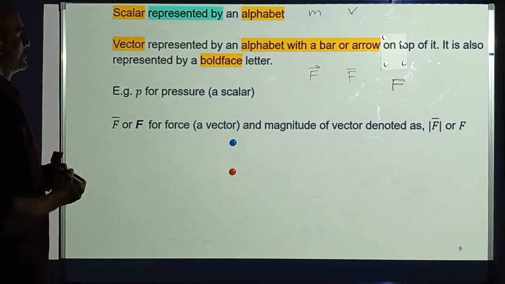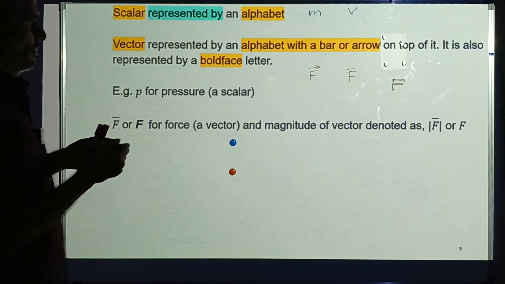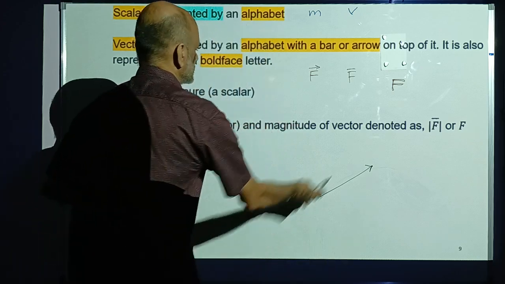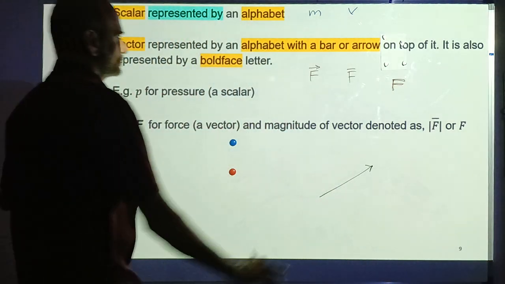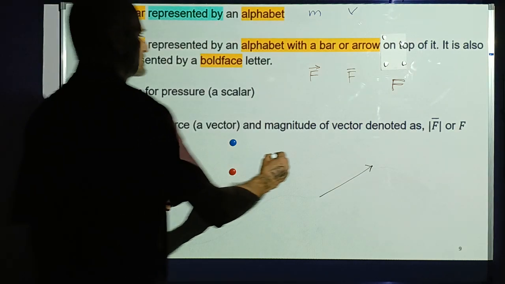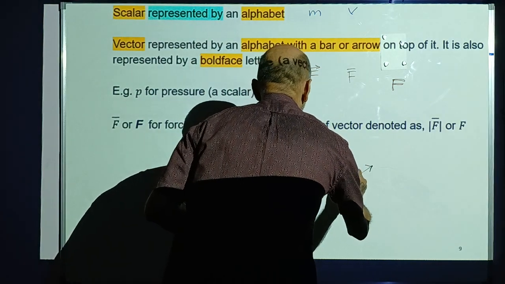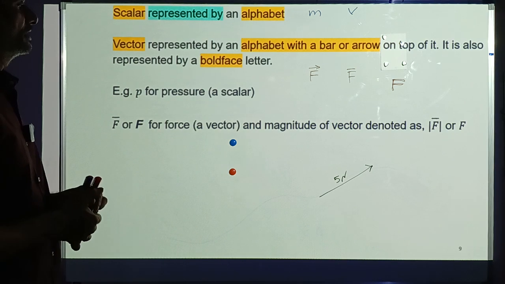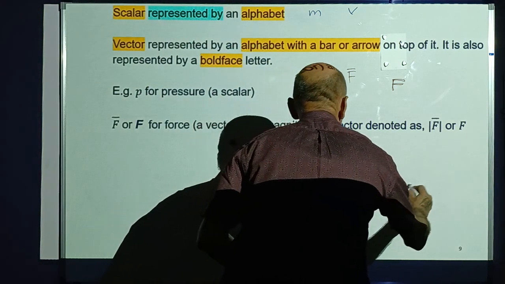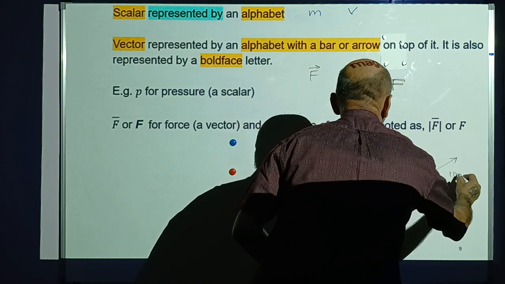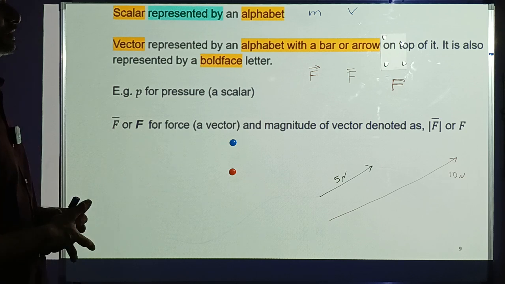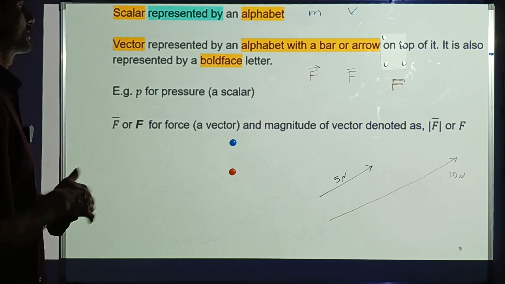So P is also a pressure, and a vector can be represented as an arrow. The direction of the arrow is the direction of the vector, and the length of the vector is proportional to the magnitude of the vector. For example, if this is 5 Newton, a force of 10 Newton in the same direction will be represented like this. Same direction is parallel to this one, but its length will be double of this one. So the length of the vector is proportional to the magnitude, and the direction is the direction of the vector.